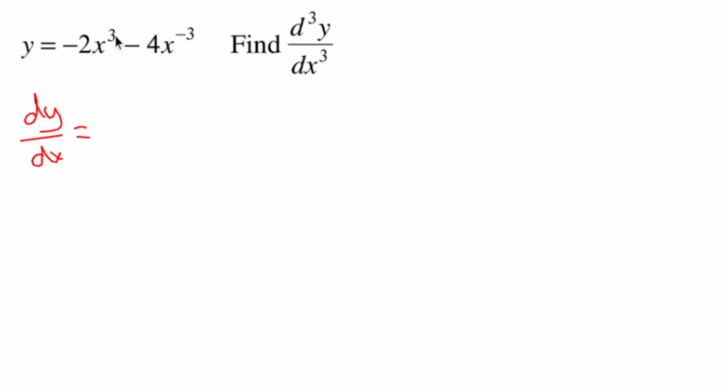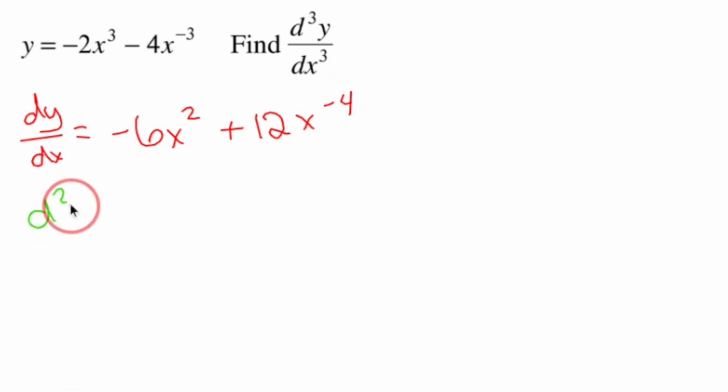The power rule means I take my exponent, multiply it to whatever coefficient I have here, and subtract 1 from the exponent. So take the 3, multiply it to negative 2, negative 6. Take 3 and subtract 1, and x to the third becomes x squared. But I've got to do it again. Negative 3 times negative 4 is positive 12. Interesting. x to the negative 3 minus 1 is negative 4. That's my first derivative.